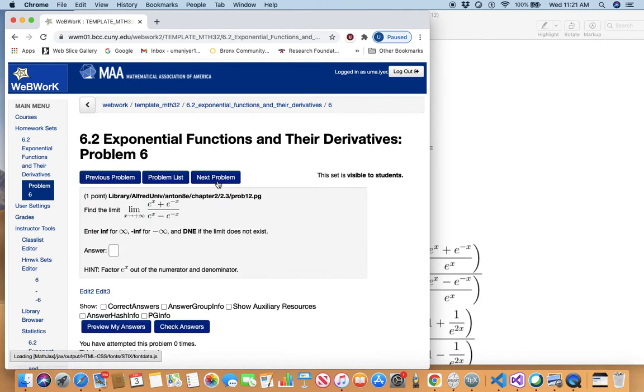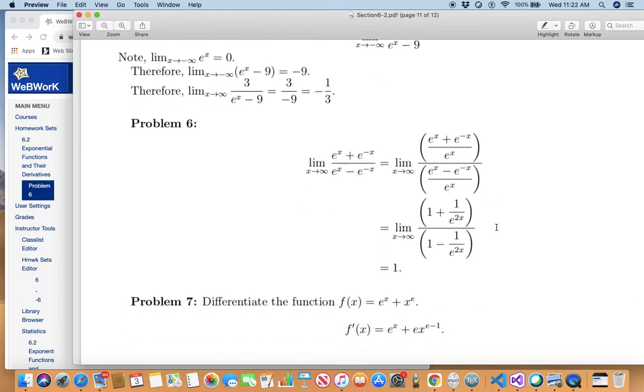Good. Next, the limit as x approaches infinity of e to the x plus e to the negative x, over e to the x minus e to the negative x. On the top is plus, on the bottom is minus. Well, this is a good one. So e to the x has high growth, right? So I'm going to divide the numerator by e to the x, and the denominator by e to the x.